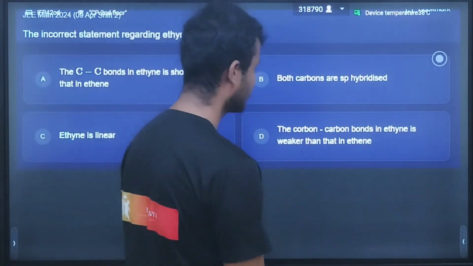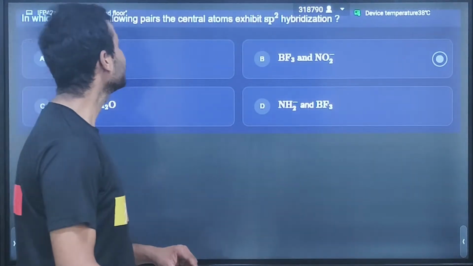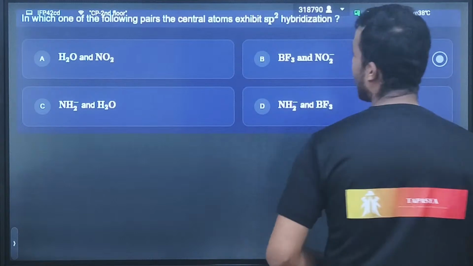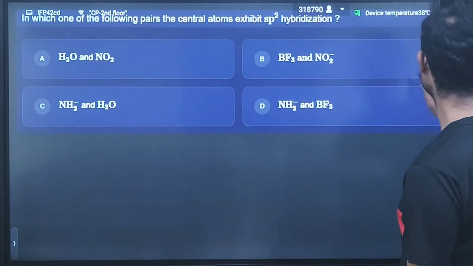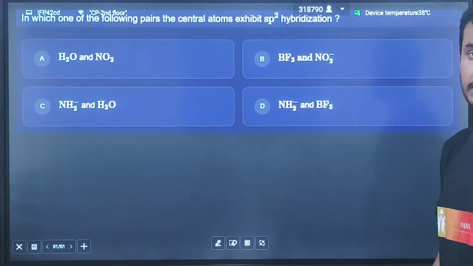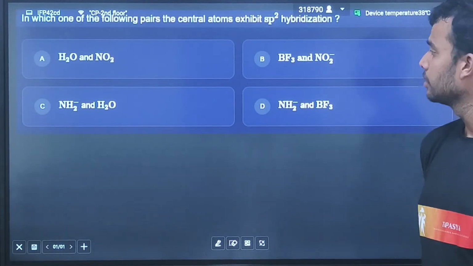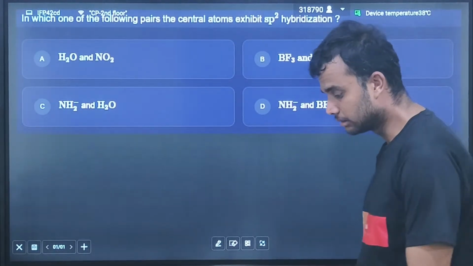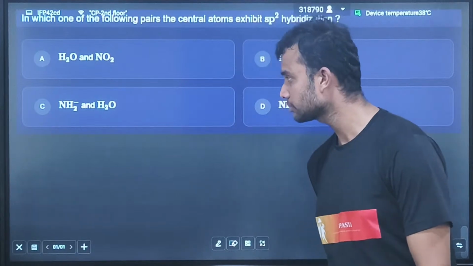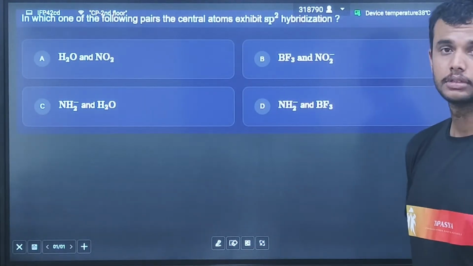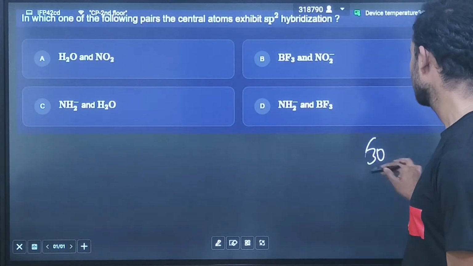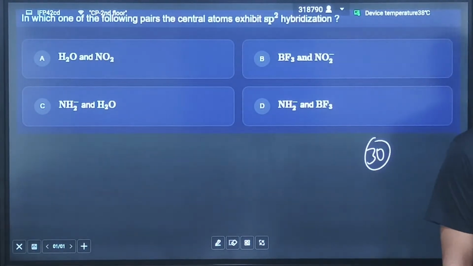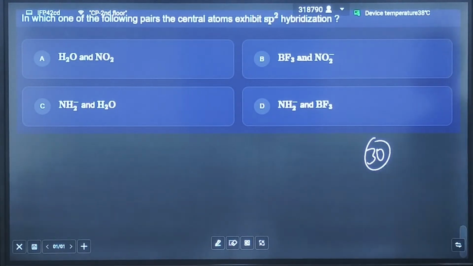Next question. Which of the following pairs of species exhibit sp2 hybridization? Both are sp2 hybridization. Tell me the answer in the chat section quick. Fast. You have 30 seconds, my dear students. Take your 30 seconds and solve it fast.